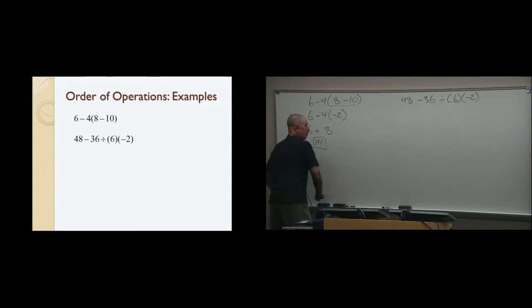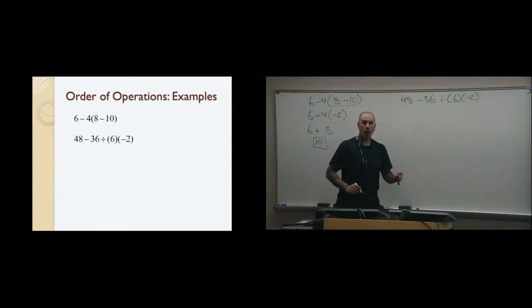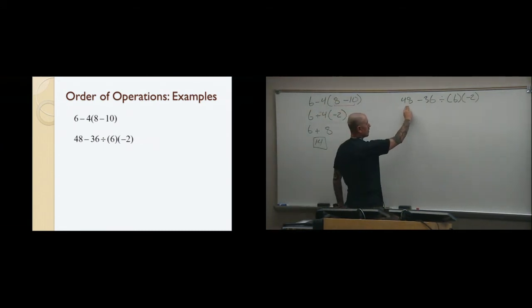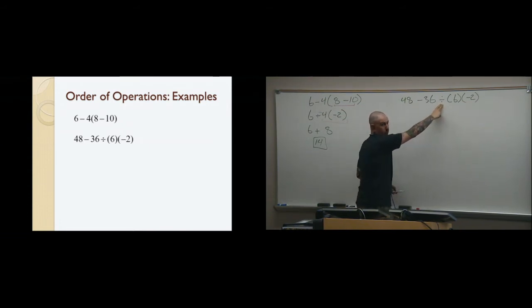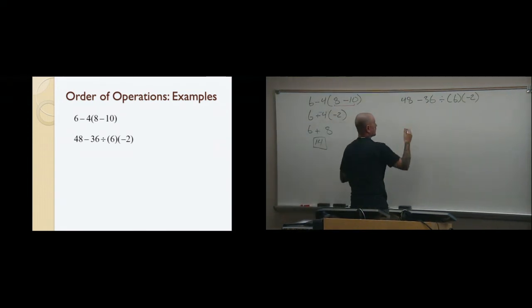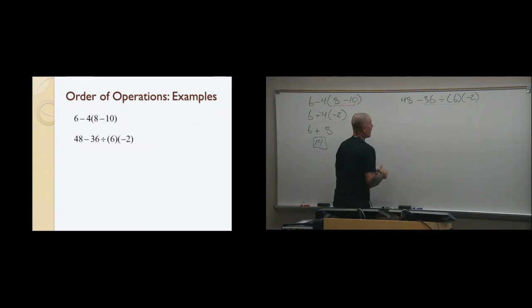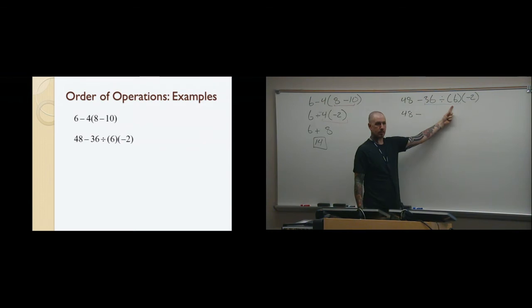Moving on to step 3, we want to do all multiplication and division as it occurs from left to right. So I start at the left. This is subtraction, so I skip it. This is division, so I have to do that first. Okay. So now I've got 48 minus, what is 36 divided by 6? 6.